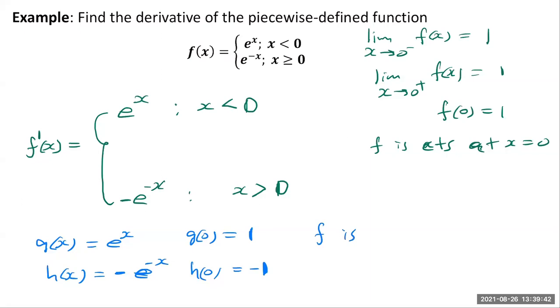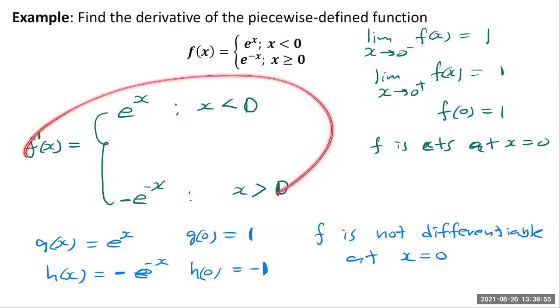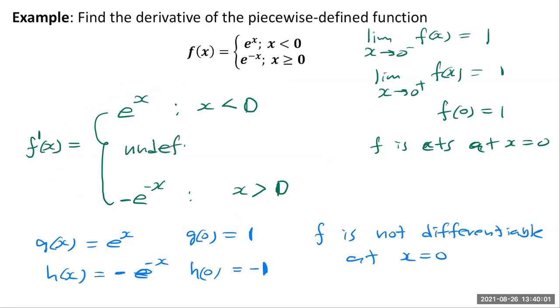So f is not differentiable at x equal to 0. In this piecewise formula, I have to write undefined. The derivative is undefined when x is equal to 0. This is the derivative formula for the given piecewise function.